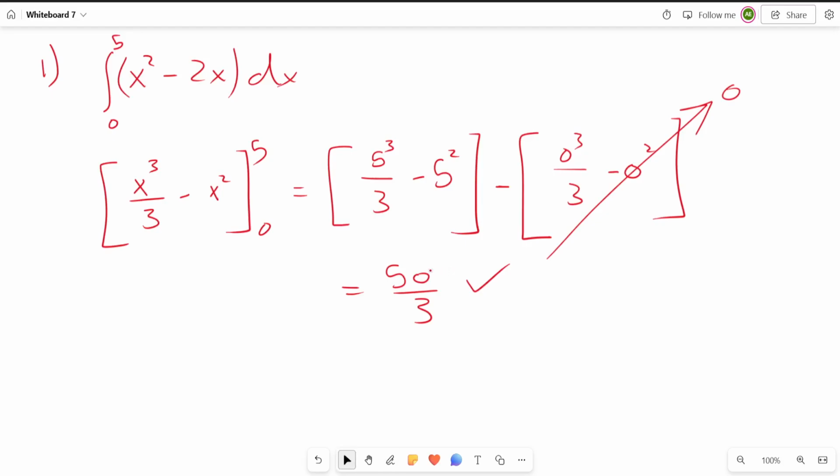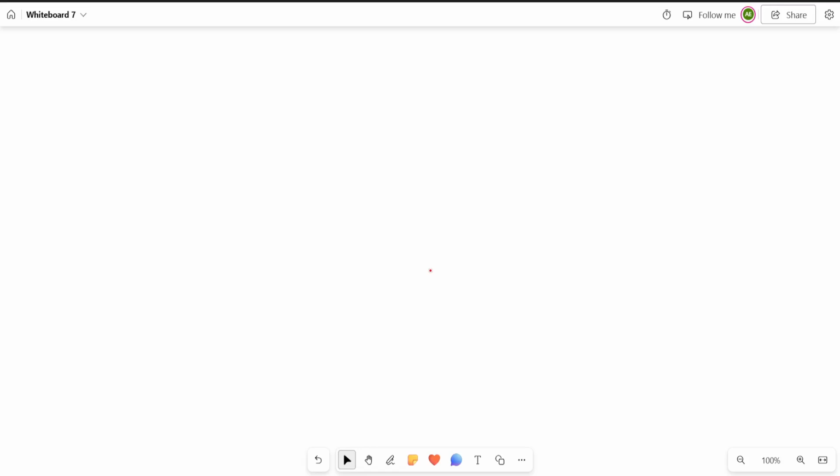So let's try and take another example. So let's say we have integration of sine x dx from 0 to pi. Please note here that our upper and lower bounds are in terms of pi, are in radians, so make sure to change your angle degree in your calculator to radians.